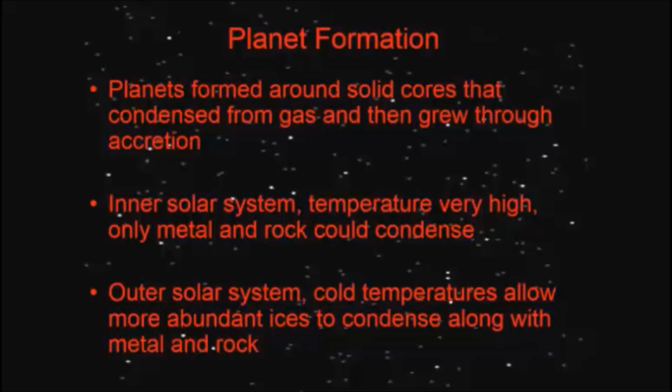They swept out their areas and they picked up material along the way, and a small rock got bigger and bigger and bigger. So in the inner solar system, the temperature was high, and only rock and metal can condense. In the outer solar system, the cold temperatures allowed ices to be in existence. So ices, metal, and rock all sort of bound together to form all the various objects in the outer solar system. So you have more complex, icy, rocky bodies in the outer solar system, and you have more simple rocks towards the inner.